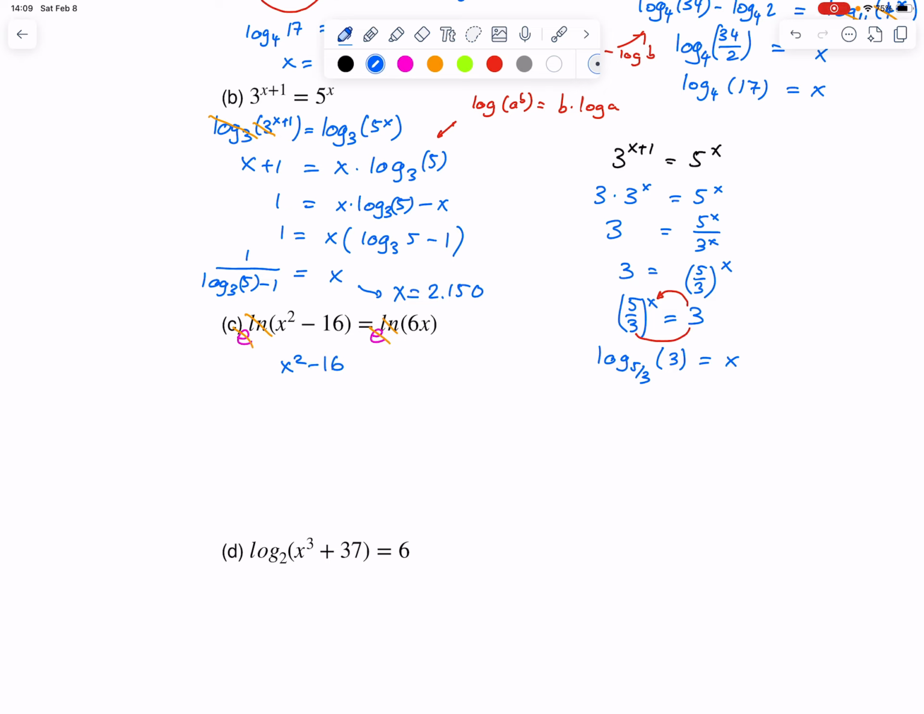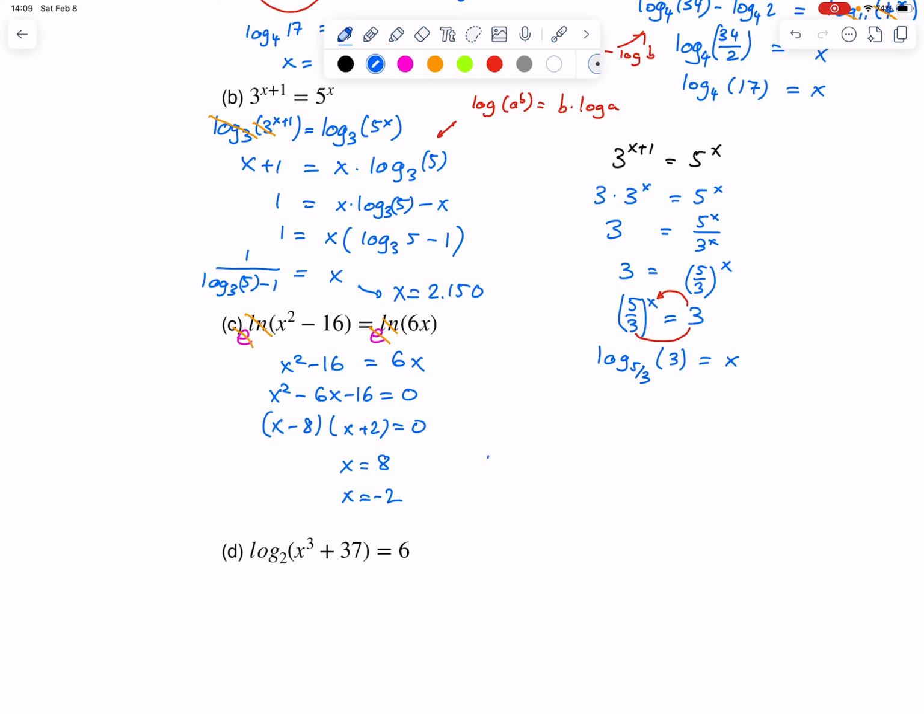x squared minus 16 needs to be equal to 6x. Basically, what's inside the parentheses needs to be the same on both sides. So this is a quadratic equation. We're going to subtract 6x from both sides, and we can factor. This is x minus 8 times x plus 2. And so we find x equals 8 or x equals negative 2.